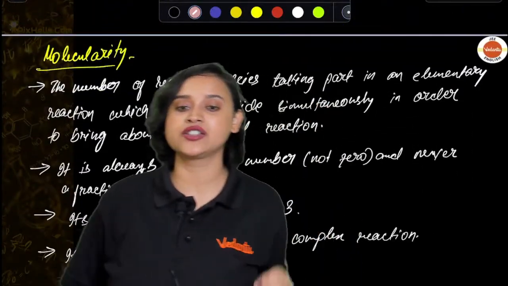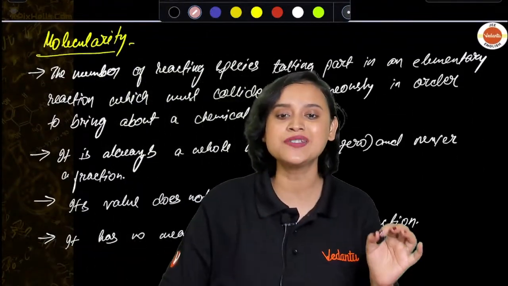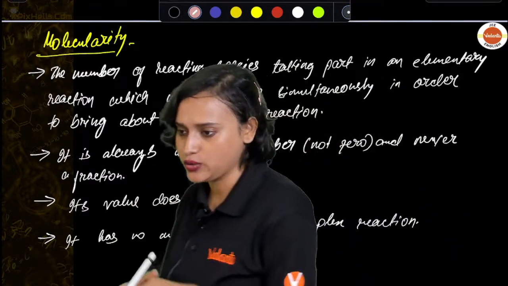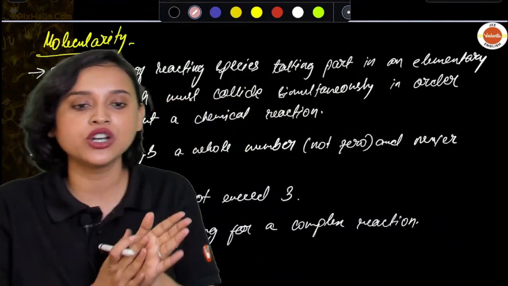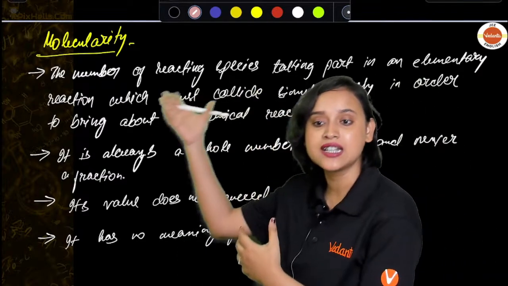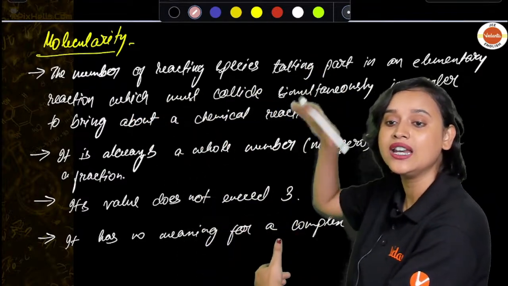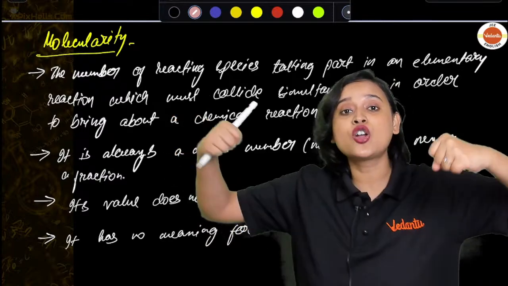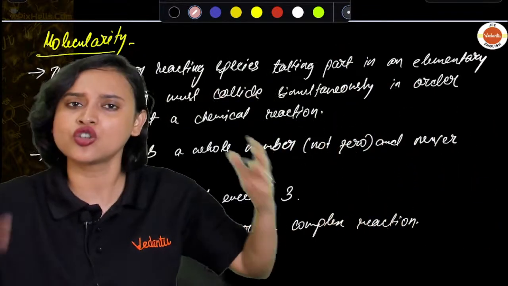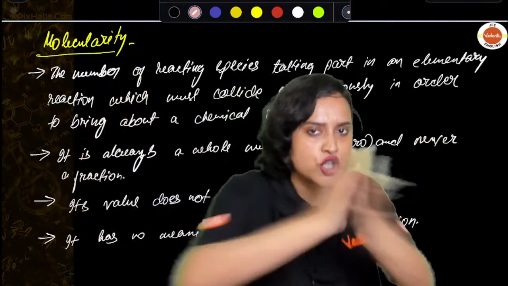And now, my dear students, we come across something that is called molecularity. So what really is molecularity, everyone? When we talk about molecularity, we understand basically molecularity is the number of reacting species which are taking part in an elementary reaction which may collide. So you all know this, right? How does a chemical reaction happen? In a chemical reaction, obviously the atoms and the molecules collide.